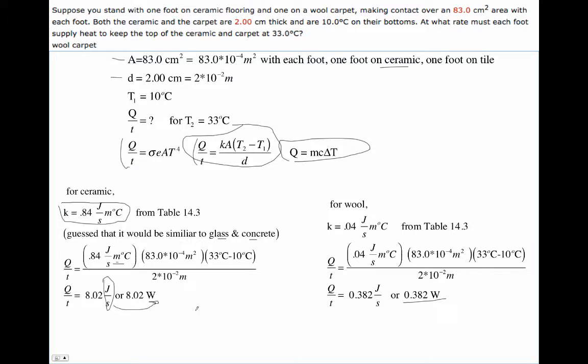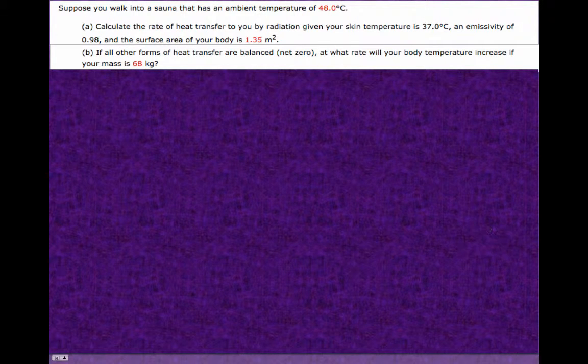On to the third one. Okay, suppose you walk into a sauna that has an ambient temperature of 48.0 degrees centigrade. Calculate the rate of heat transfer to you by radiation given your skin temperature is 37 degrees, the emissivity, which I still can't pronounce, of the human body is 0.98, and the surface area of your body is 1.35 meters squared.